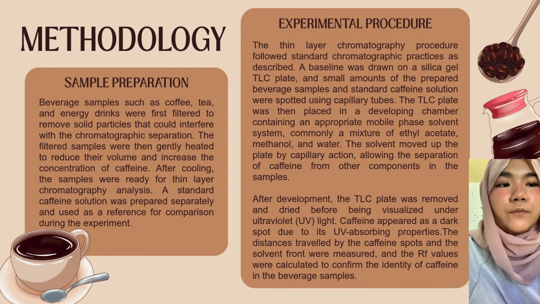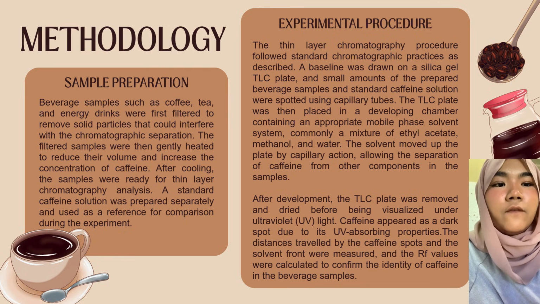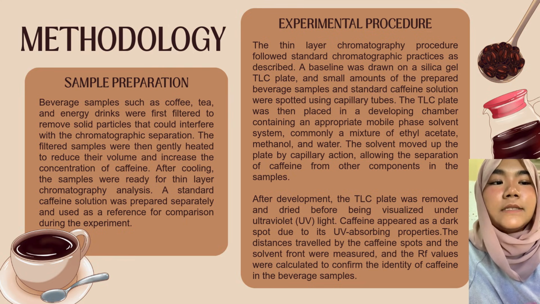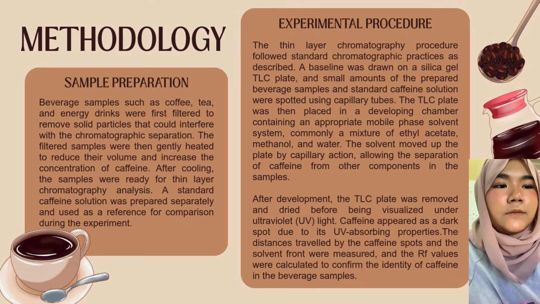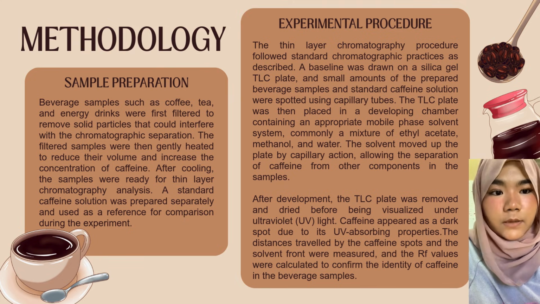For the experimental procedure, the TLC procedure follows standard chromatographic practice. A baseline was drawn on a silica gel TLC plate, and small amounts of the prepared beverage samples and standard caffeine solution were spotted using capillary tubes. The TLC plate was then placed in a developing chamber containing an appropriate mobile phase solvent system, commonly a mixture of ethyl acetate, methanol, and water. The solvent moved up the plate by capillary action, allowing the separation of caffeine from other components in the sample.